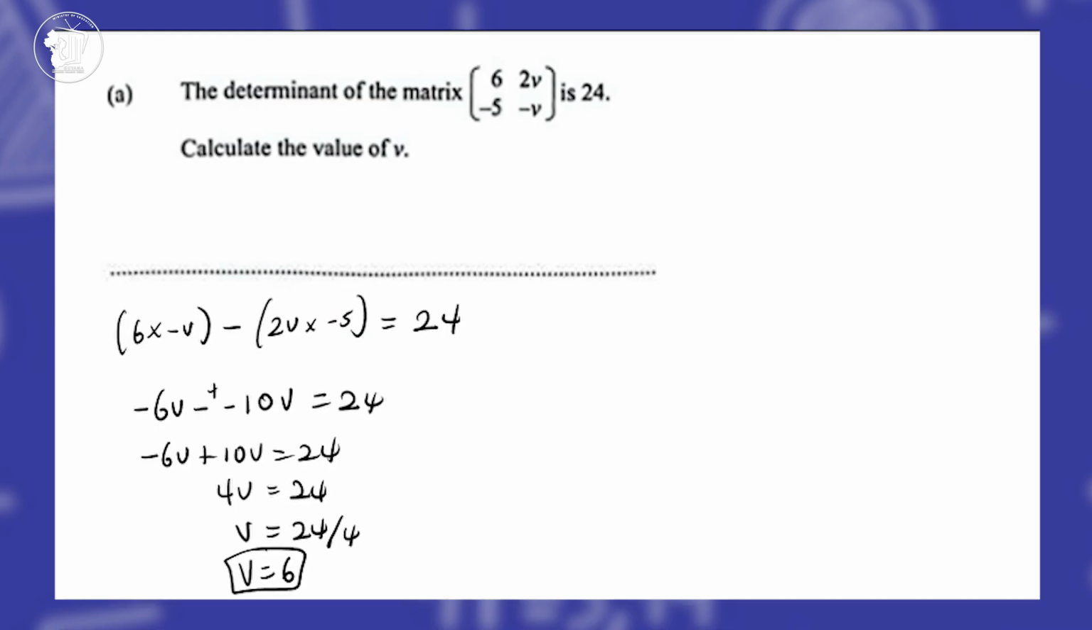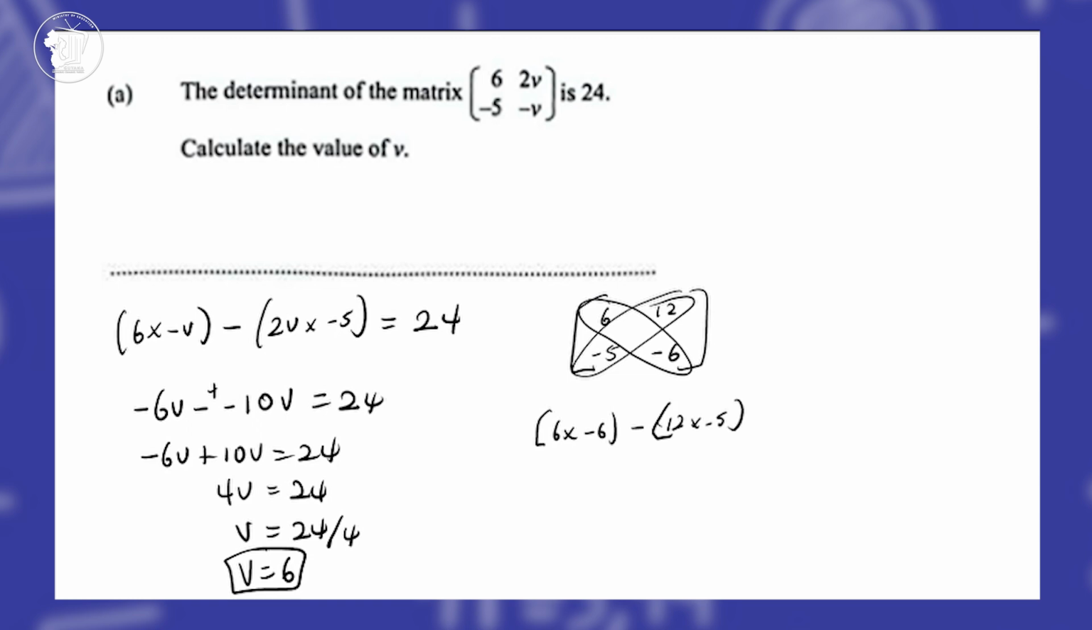So let's see if we can work this out and get 24 as the determinant. So we know the matrix will now be 6, 2 times v, 2 times 6 would be 12, negative 5, and negative v, which would be a negative 6. So let's find the determinant of this. So we know it's 6 multiplied by negative 6, subtract 12 multiplied by negative 5.